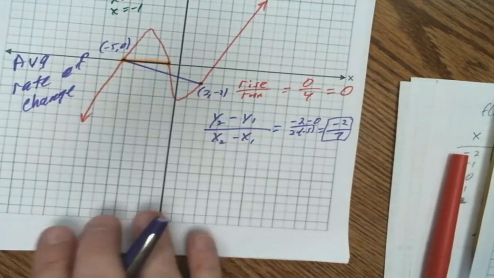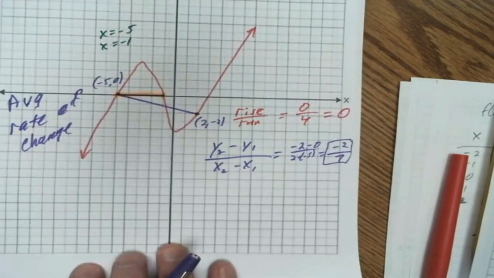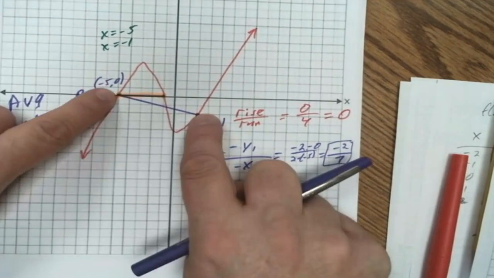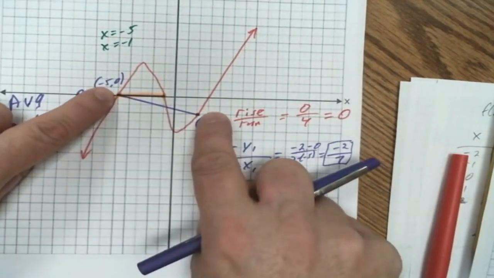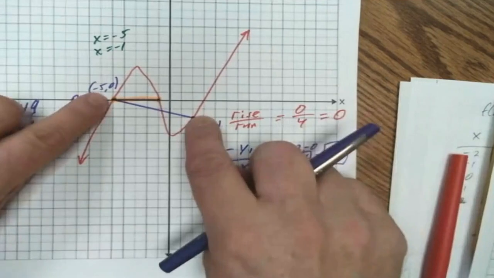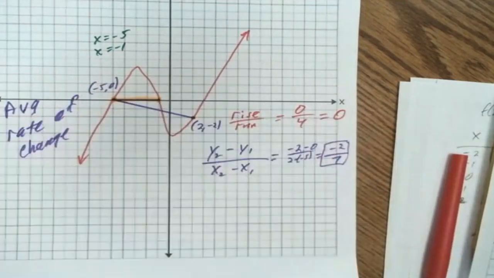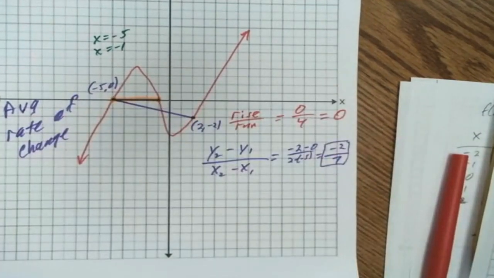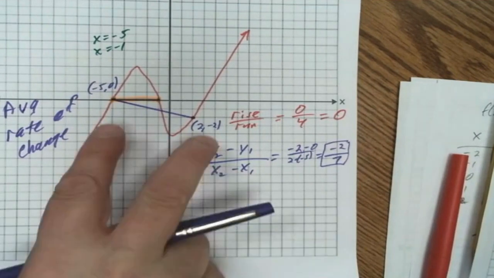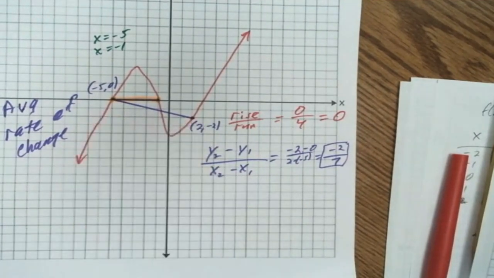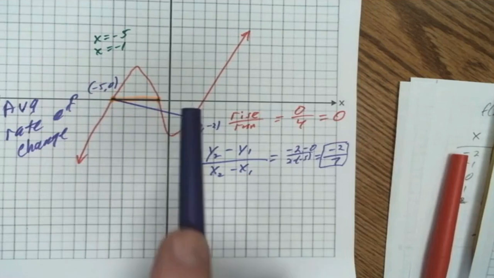So anytime you hear average rate of change, just think slope between those 2 points. You can draw a straight line if you need to. If you want to put it on paper, draw a straight line and just calculate. Ignore all the red. We don't care about all the red when we're asking about the average rate of change between 2 points. You're just looking at the slope between those 2 points.